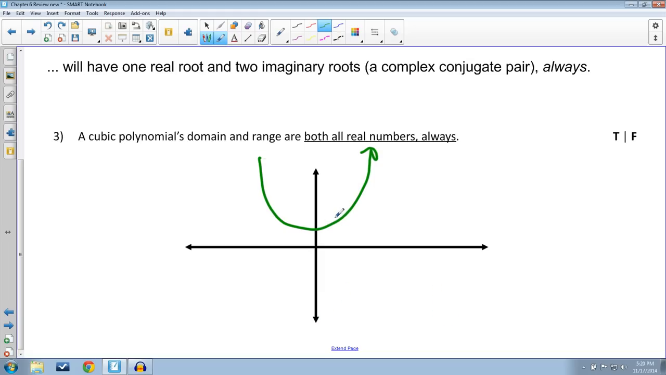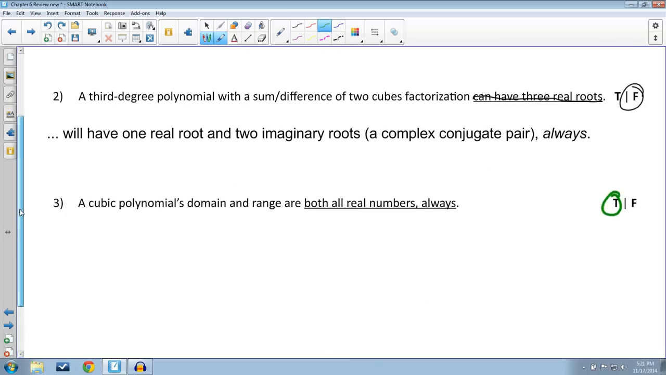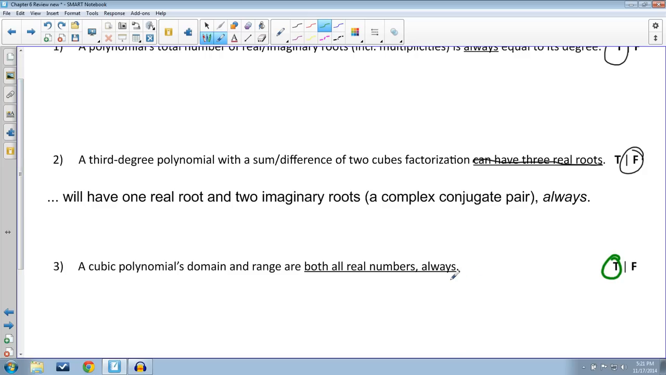A cubic's different. An odd degree polynomial is different. It starts from the bottom and finishes up, or it starts from the top and finishes down, which means it spans the entire range of y. It'll never stop going to positive infinity and negative infinity. So it is true. It is true that a cubic polynomial's domain and range are both all real numbers always. There's no way around that. The cubic will always go all the way left to right and up to down.